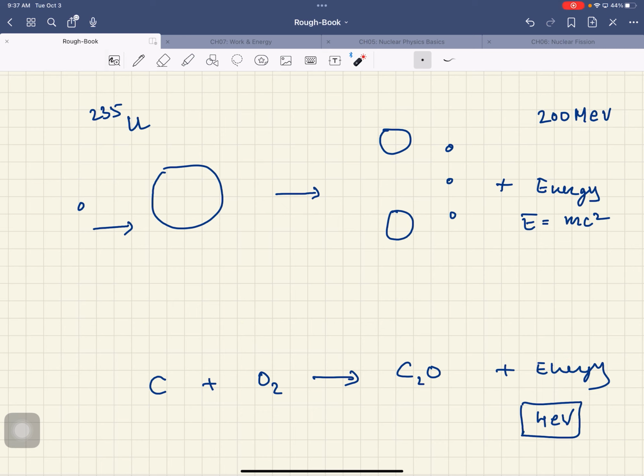Okay? Did you guys understand that? I mean, that's a lot more. What is the other benefit that you see? No carbon dioxide. Remember, this guy is your enemy. So no carbon dioxide. So nuclear energy is pretty good. All right.